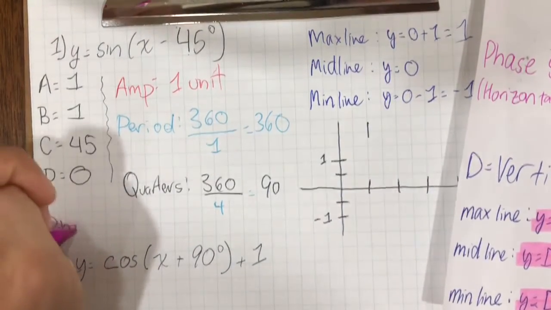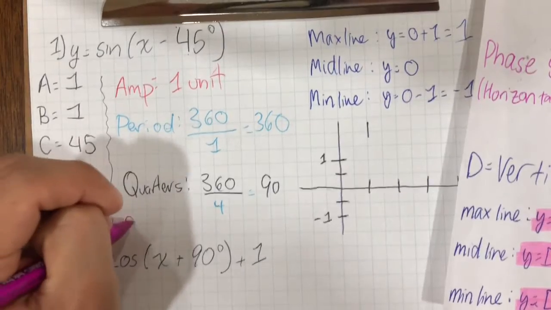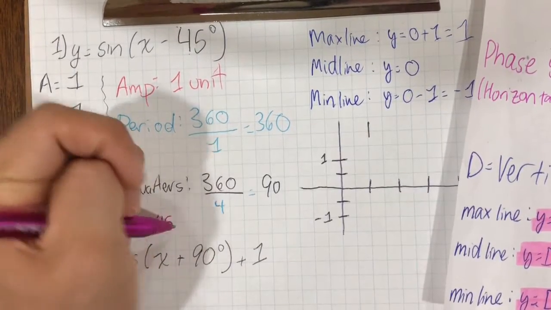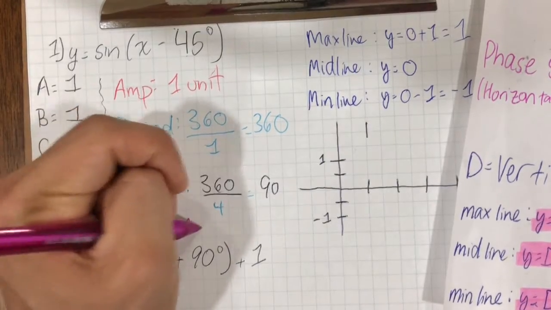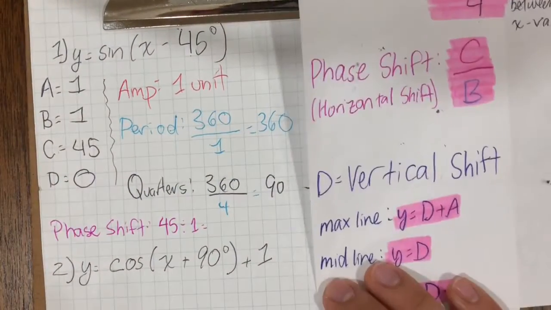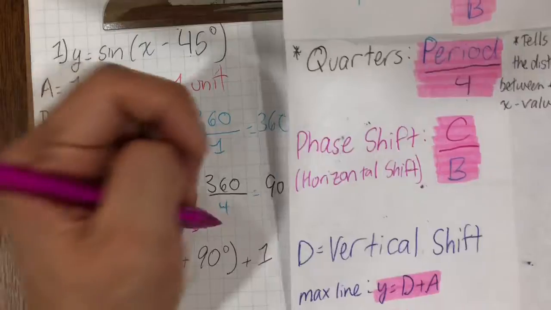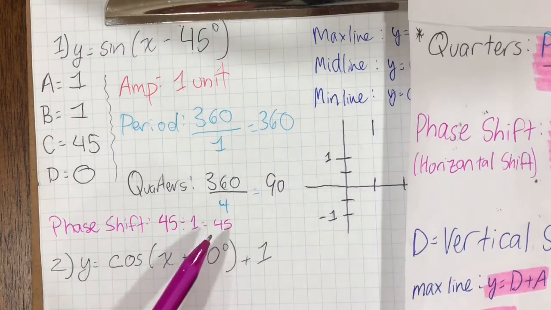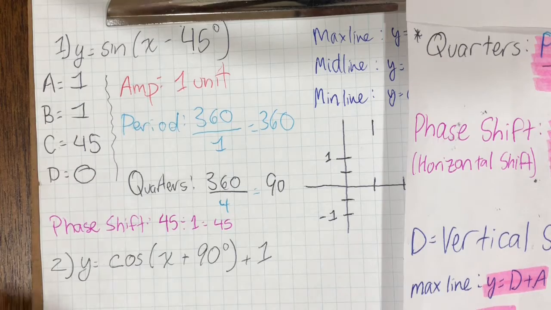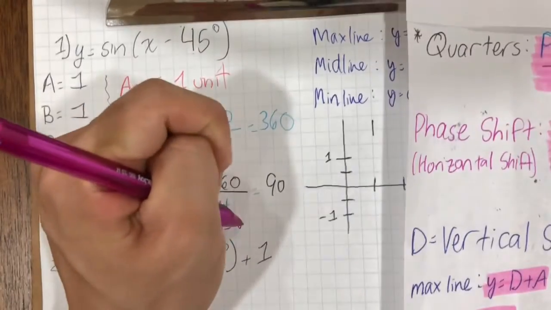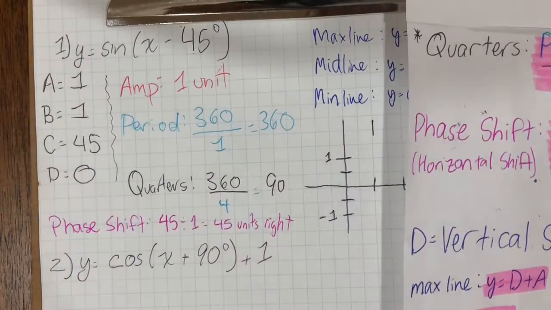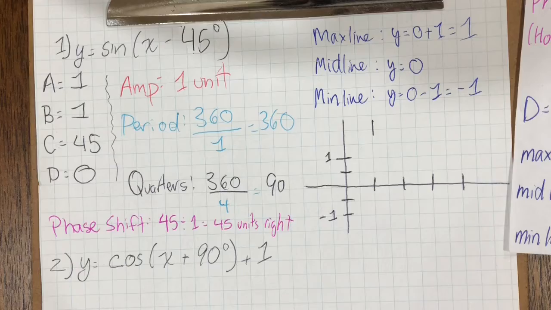So for the phase shift, that's going to be 45 units. If I do 45 divided by 1, by using the formula given, C divided by B, I end up with 45. And since this 45 is positive, that means it's going to go to the right direction. Not the left, but the right. So 45 units, right.